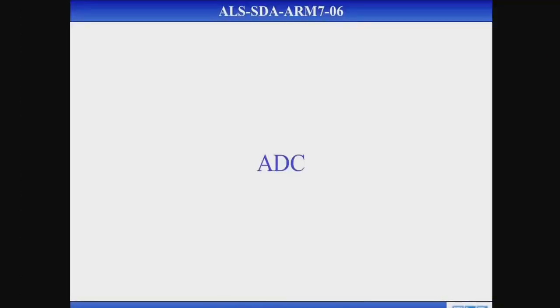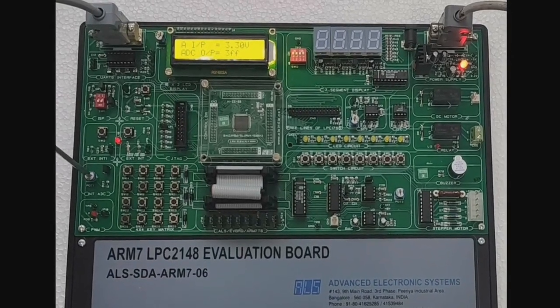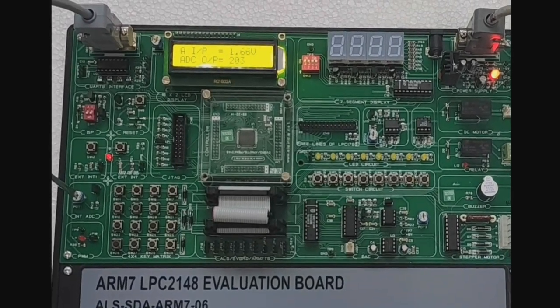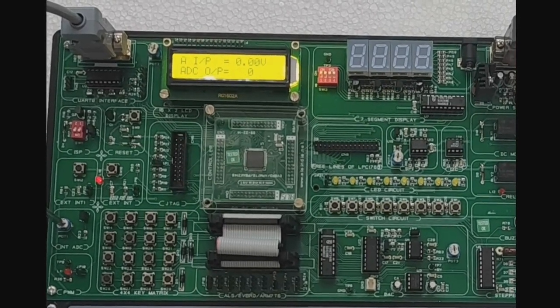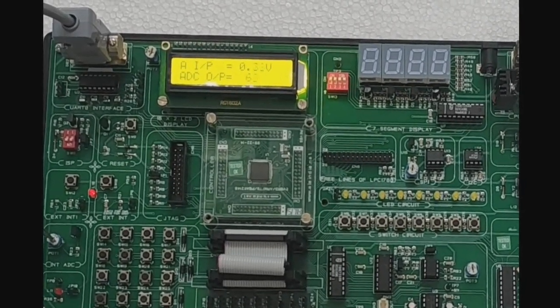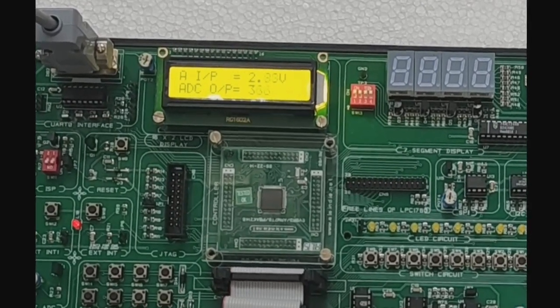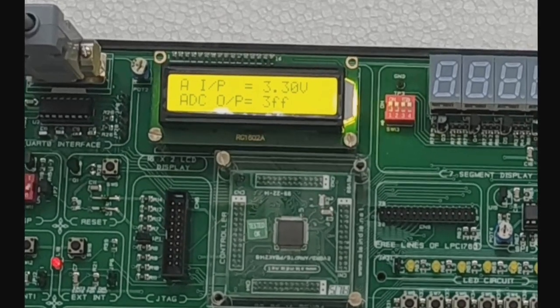Next we'll see the ADC, that is analog to digital converter. So here you can see in the output, as we require, it is 3FF. The value keeps converting until you get the output as 3FF. So please check here, it is 3FF and then it finally stops.